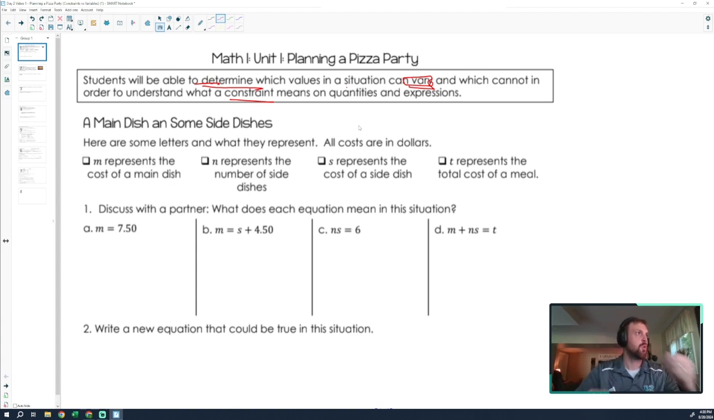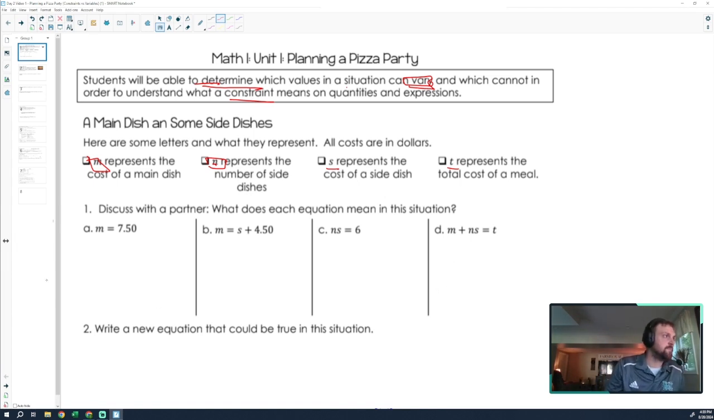Okay, we're going to think about planning a pizza party. So let's think about some food in general. Here are some letters and what they represent. Again, that's all an expression is, just letters representing something. The first one is M, and I want to practice squaring that off. M represents the cost of a main dish. N represents the number of side dishes. S represents the cost of a side dish, and T represents the total cost of a meal.